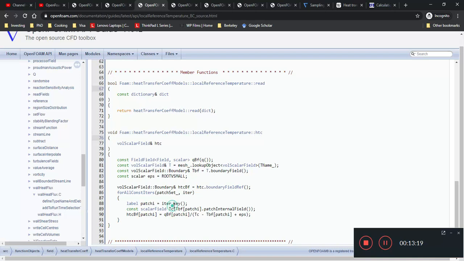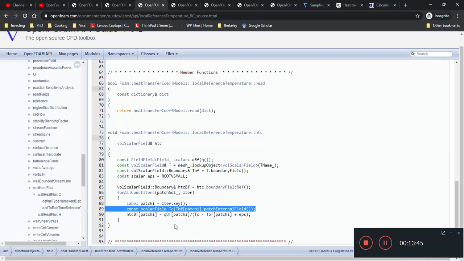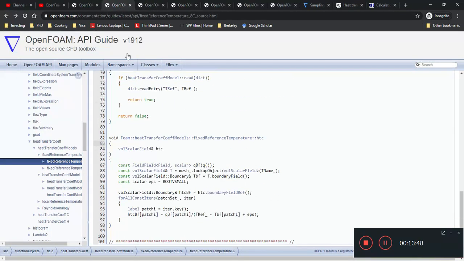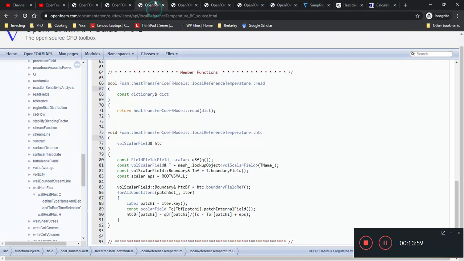So TBF patch I, so TC is the internal field temperature, the inside temperature of the cell. That's how I find this is the internal field. That's what tells me it's the internal field, the inside temperature of this little cell of fluid here. So that's how we kind of read this code. So if my reading of the C++ code is right, then that should be what this actually means for local reference temperature and fixed reference temperature. So hopefully that clears up a lot of the confusion.